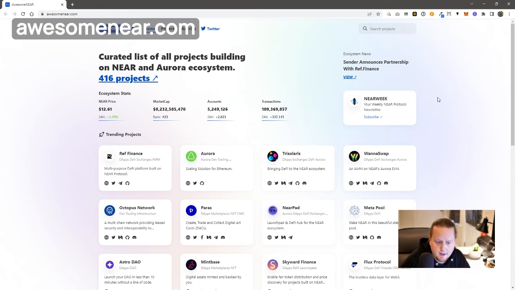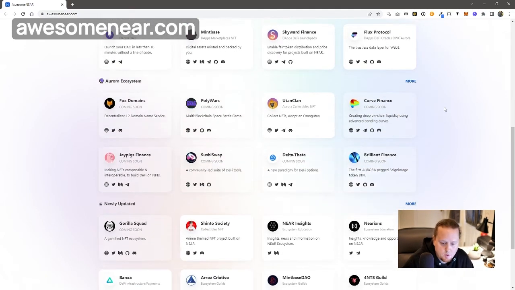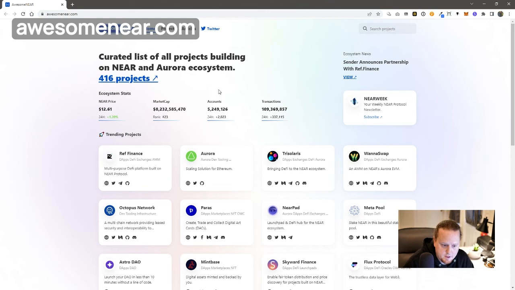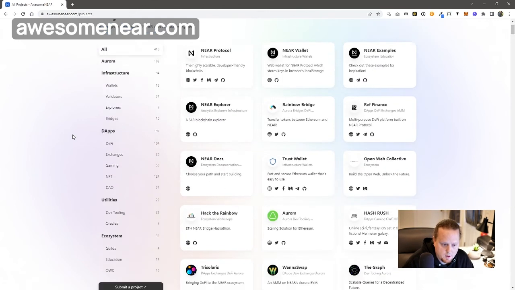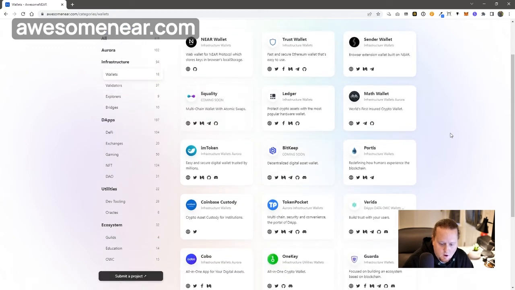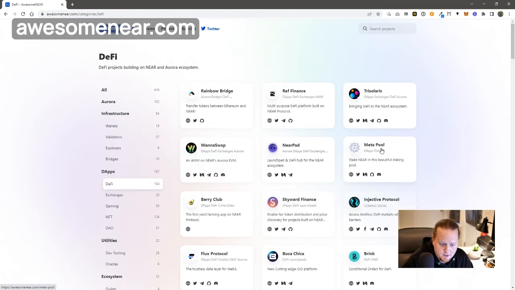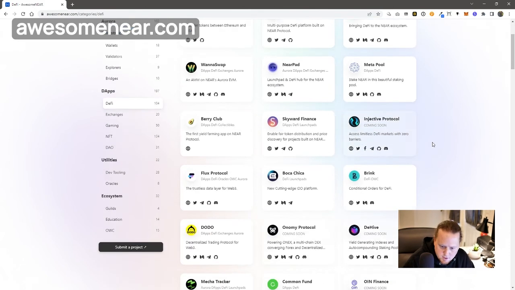This is a curated list of projects built on Near and Aurora. They are currently indexing 416 different projects that are built on either Near or Aurora. So you can come here and directly explore all of the various types of projects out there. So we'll take a quick look. You can see that they're organized by infrastructure, dApps, utilities, and ecosystem. So you can really get a good sense of all the different types of projects that are going on. If you decide to enter into any of these projects, always do your own research. Always make sure that you are aware of the risks associated with investing in any of these projects.